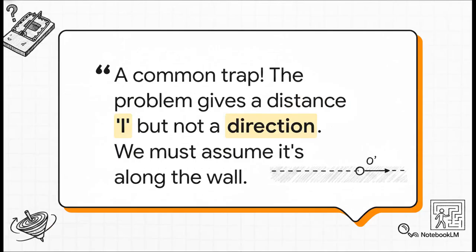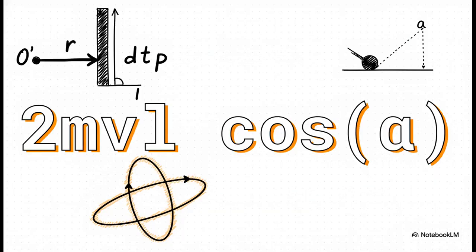Now, hold on. Here's a classic trap, a little bit of ambiguity that you see in tough problems like these. The problem tells us the distance L, but it doesn't say in which direction point O prime is. To actually solve this, we have to make a reasonable assumption. The most logical one is that O prime is in the plane of the disk's motion, along the wall, and it's always good practice to state your assumptions out loud. And now we can put it all together.